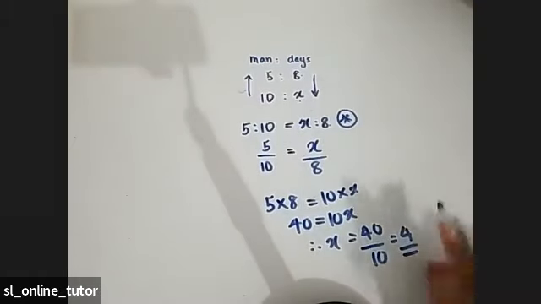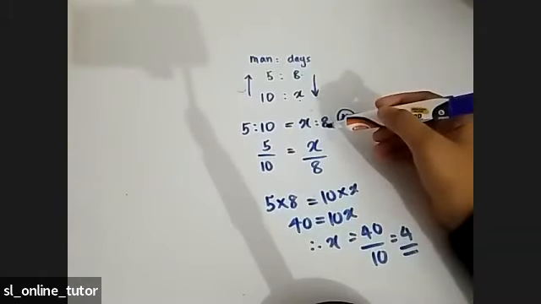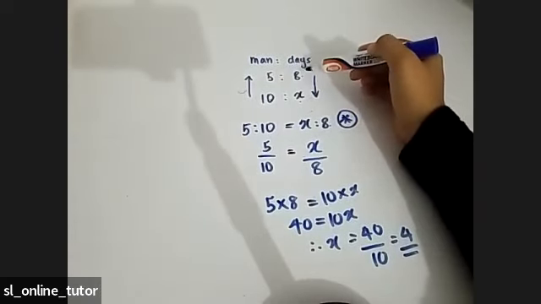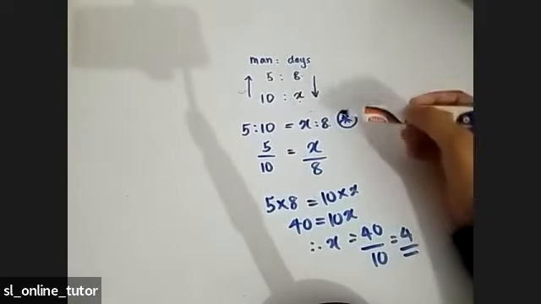Did you understand this one? Only this one you should remember. This part you have to remember. If you write this one as 5 is to 10, this should be the inverse way. X is to 8. Because one is increasing and the other decreasing.